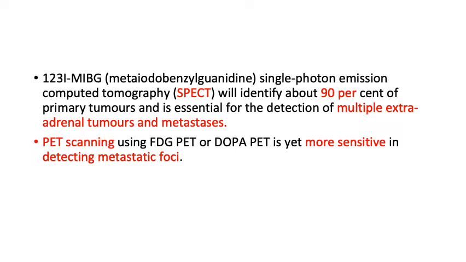Also, we have what we call single photon emission computed tomography, SPECT. This will identify about 90% of primary tumors and is essential for the detection of multiple extra-adrenal tumors and metastases. PET scanning using FDG PET or DOPA PET is more sensitive in detecting metastatic foci.